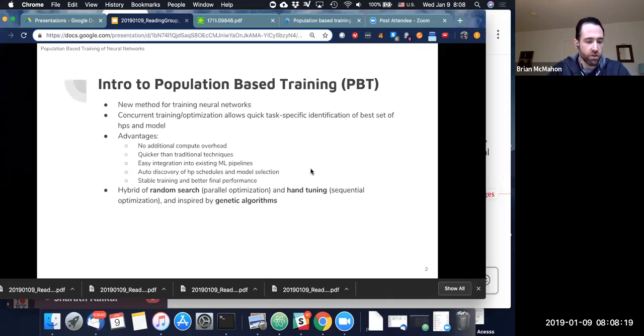So, just an introduction to this algorithm. This is a new method for training neural networks, allowing the experimenter to quickly choose the best set of hyperparameters and model for a specific task. It trains and optimizes a series of networks concurrently, allowing the optimal setup to be quickly found. Key advantages: it adds no computational overhead compared to previous and popular methods. It's no slower than traditional techniques, and in many cases quicker. It's easy to integrate into existing machine learning pipelines, and the hyperparameter schedules and model selection can be automatically discovered. And finally, this results in stable training and better final performance.